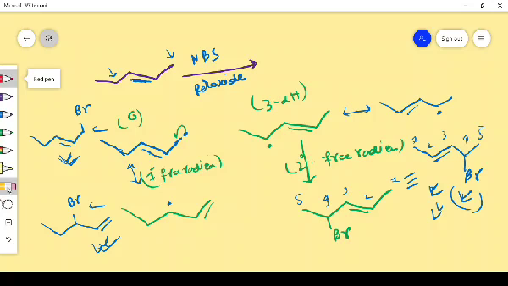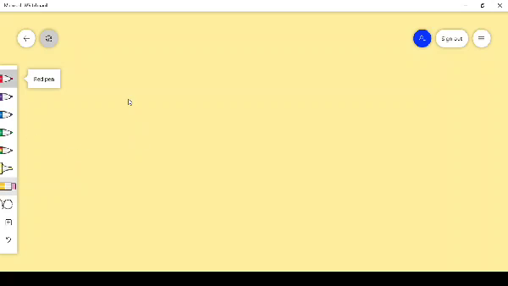Now let's go to another example. This is also an interesting question. For this substrate, with NBS and UV, so UV ray, there will be a product. So for this reaction, my question is how many products are possible?